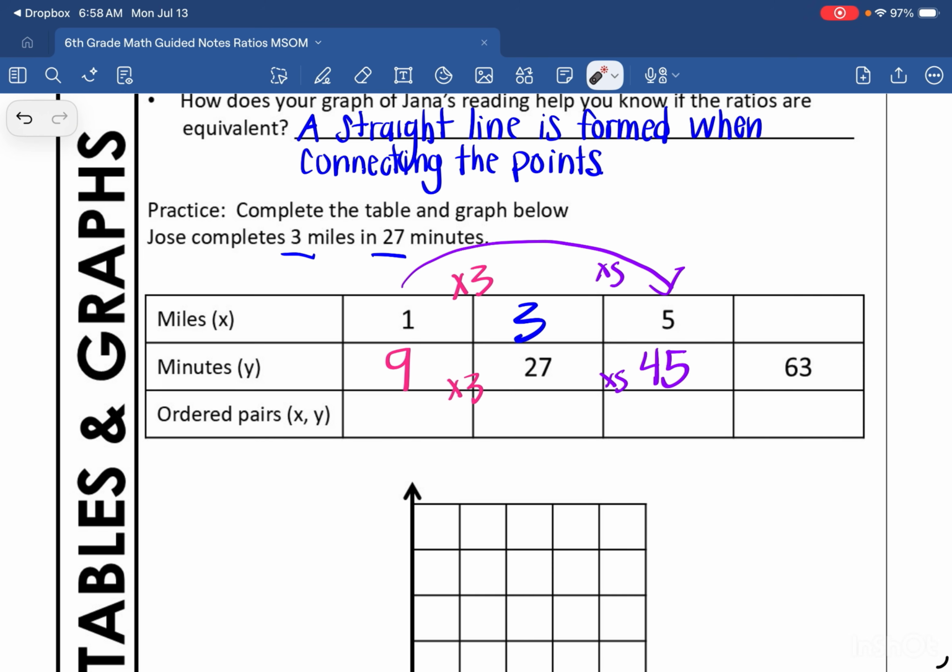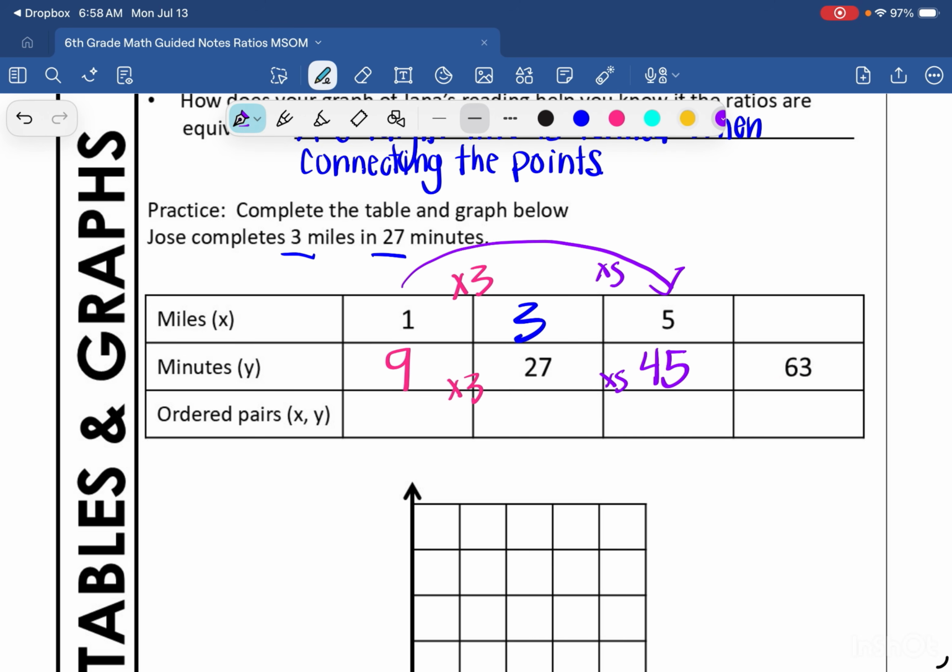Now I've got to go to 63. 9 times what is 63? I know 9 times 7 is 63. Therefore, 1 times 7. So he runs 7 miles in 63 minutes. Now I'm going to write the ordered pairs. So I have (1, 9), (3, 27), (5, 45), and (7, 63).